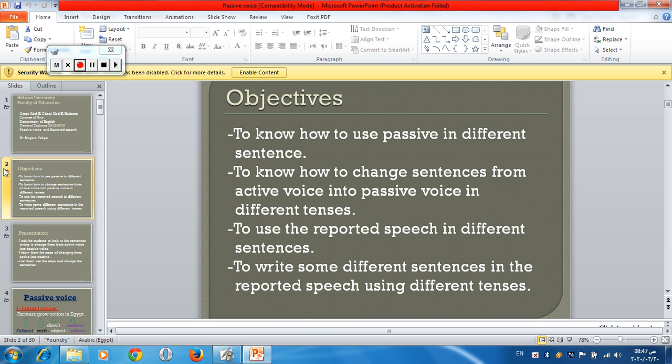Today I'm going to explain to you the passive voice. Our aims today in Al-Mustaqbal Language School are to know how to use the passive in different sentences, and to know how to change sentences from active voice into passive voice in different tenses. Number 3, to use reported speech in different sentences, and also to write different sentences in reported speech using different tenses, and this will be your homework, inshallah.